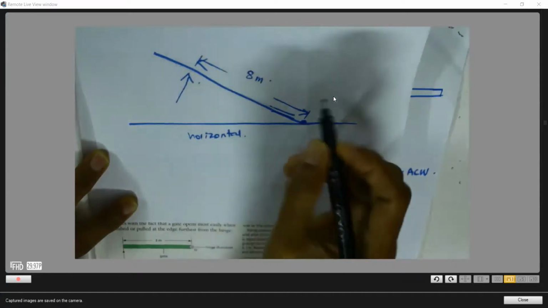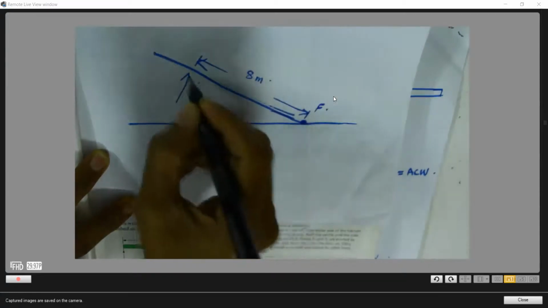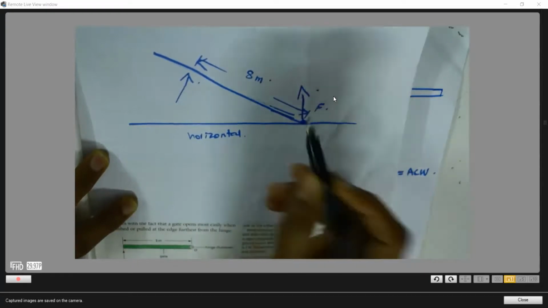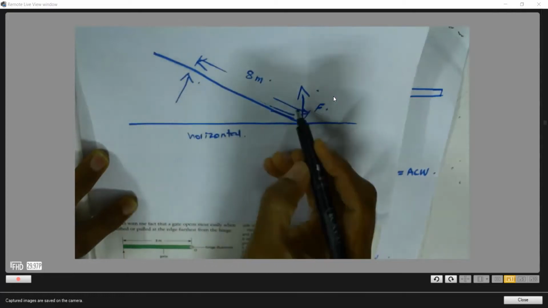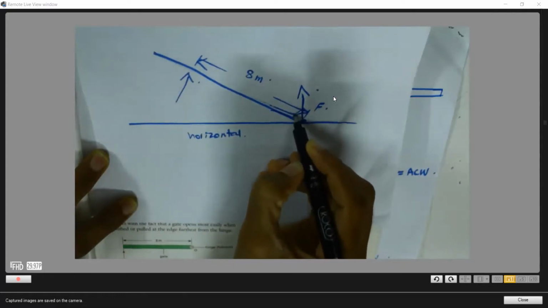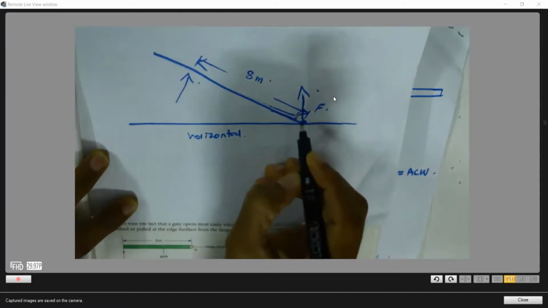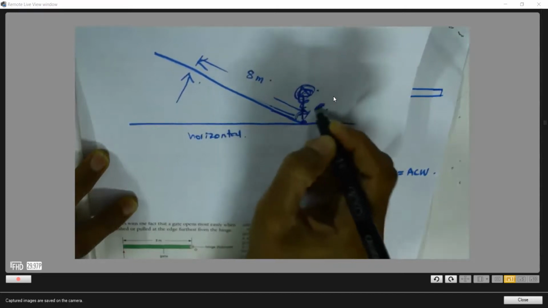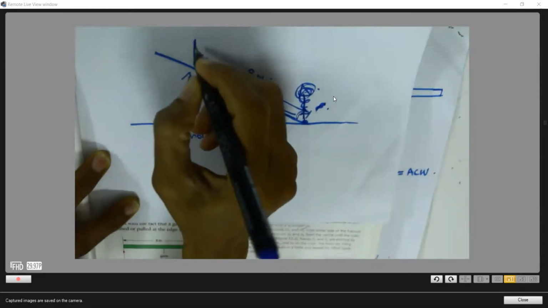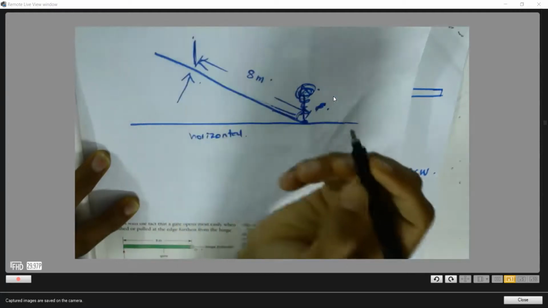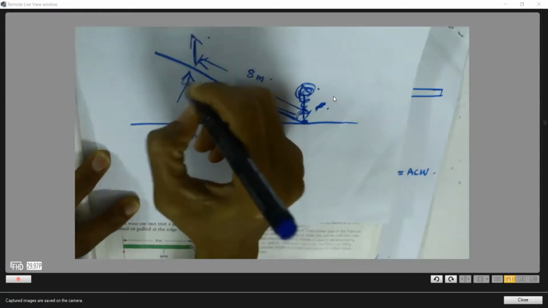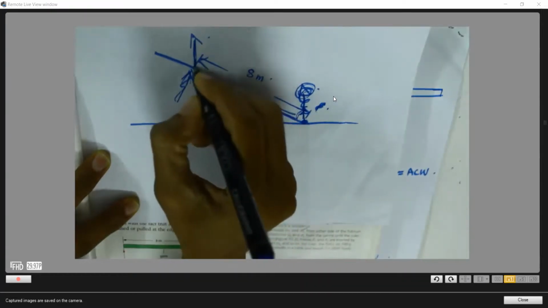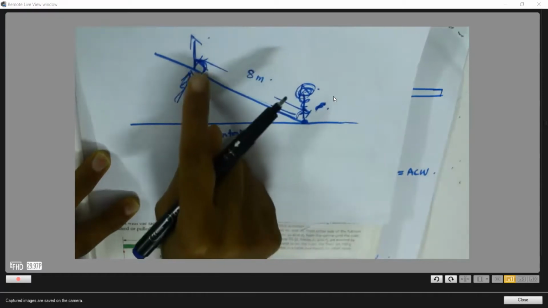Now, you will not multiply the force by 8 meters. Why? Because this is not perpendicular. It's not perpendicular to the force. Remember, the distance should be perpendicular to the force. Sorry, not here, this is wrong. The force is, for example, applied here. If the force is applied here, then this is not perpendicular. Perpendicular meaning making an angle of 90 degrees. This is not 90 degrees, so we will not use this.